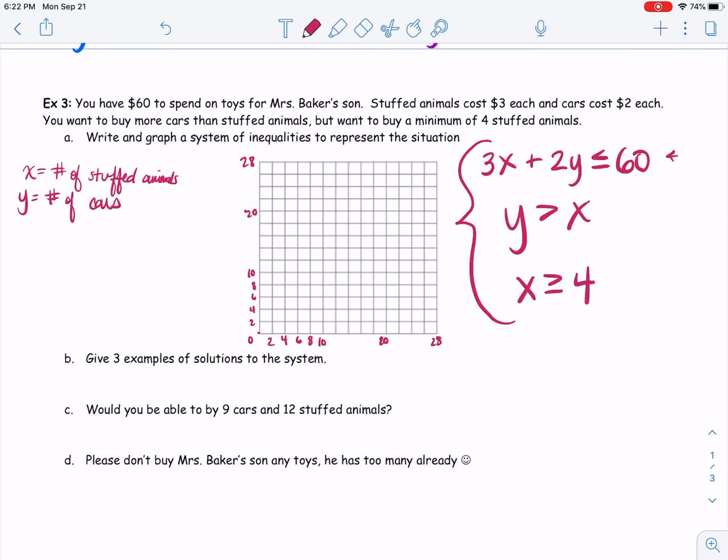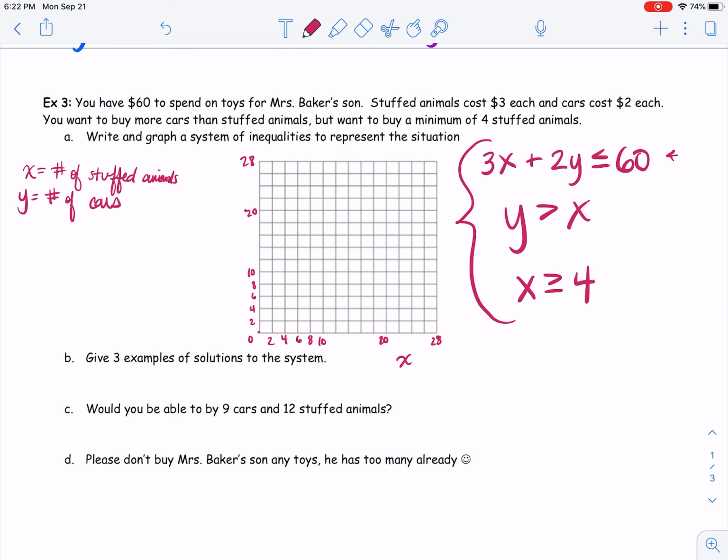So remember, animals is X, and cars is Y. All right, so X is greater than or equal to 4. So here's 4, solid line. Because it's greater than, I'm shading to the right.